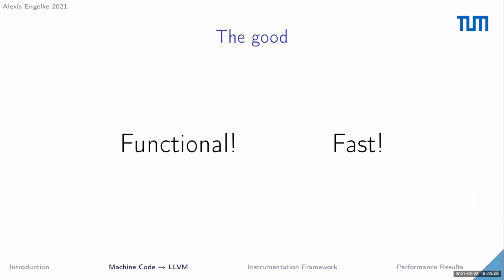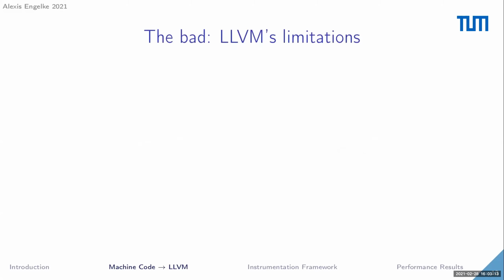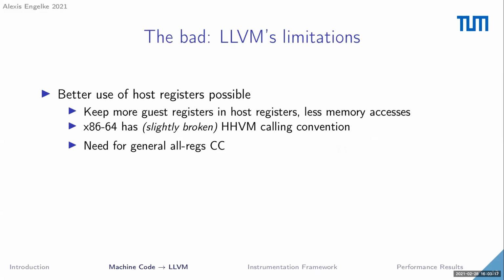Let's talk about the downsides first before talking about the upsides. There are some limitations imposed by LLVM. The first one is that we keep our CPU state in memory, and if we switch between such code fragments, we have to write all our state to memory, and this is bad.